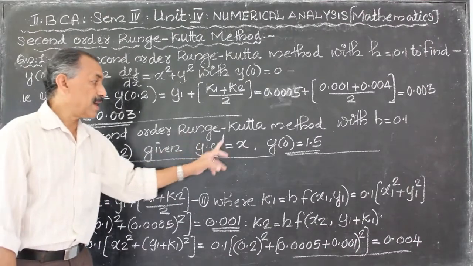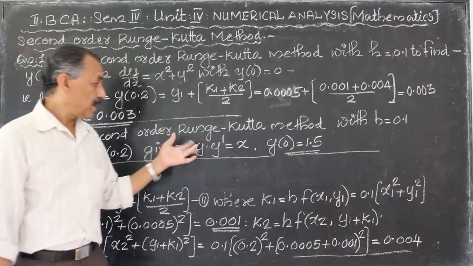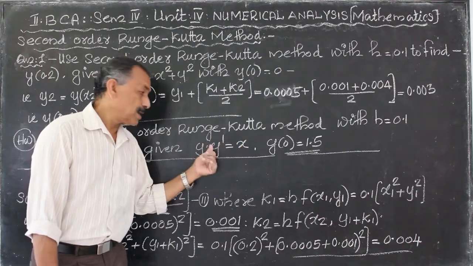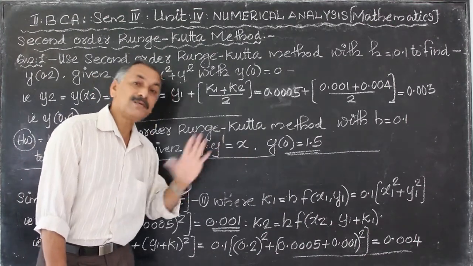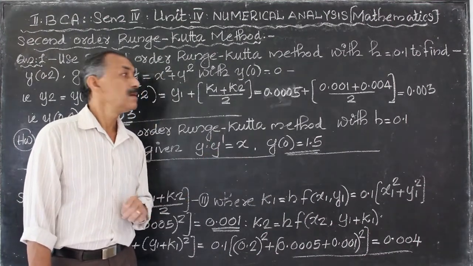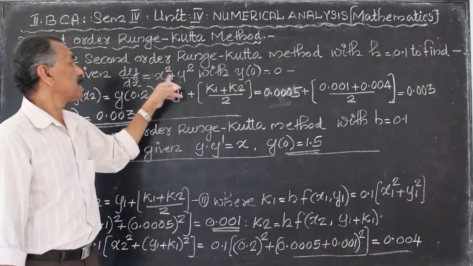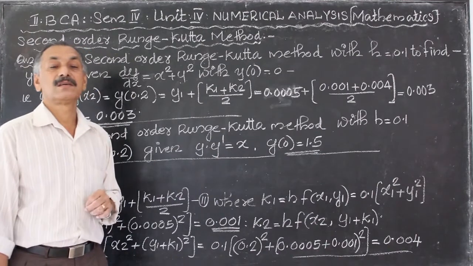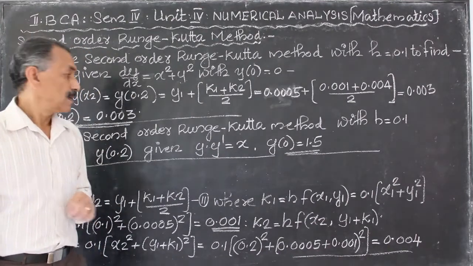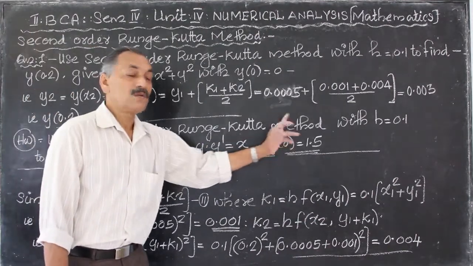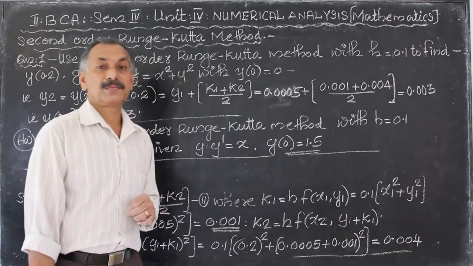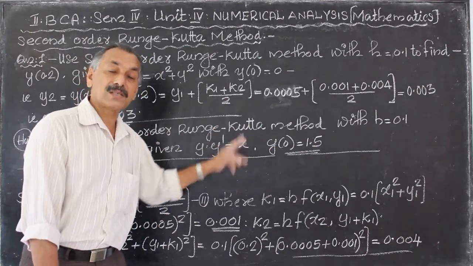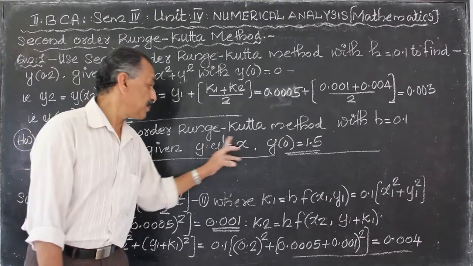Given y y dash is equal to x, that means y into dy by dx is equal to x, or dy by dx is equal to x divided by y. Here dy by dx is equal to x divided by y. Then x0 is equal to 0, and what is y0? 1.5. And the function f of x, y is equal to x divided by y.